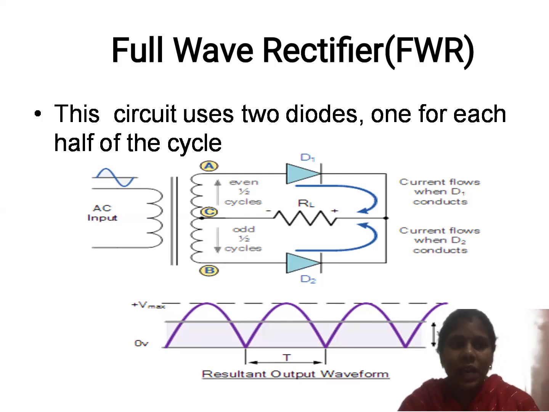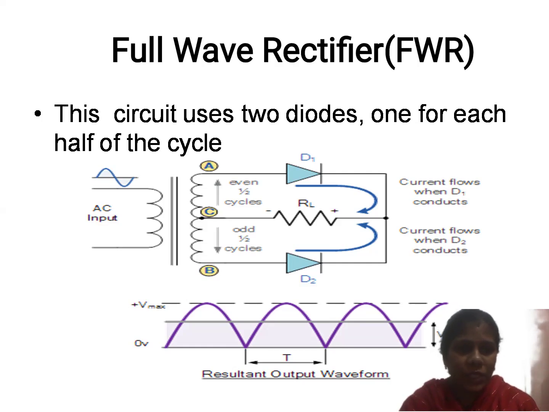To fulfill the complete transformer utilization and to get the complete waveform without any 0 output, we go for the full wave rectifier. The name itself indicates that the rectification is done for the complete cycles of the AC input signal. Here the full wave rectifier uses two diodes. Among these two diodes, one diode is used for one half cycle and the other diode is used for the other half cycle. The circuit diagram can be seen here.